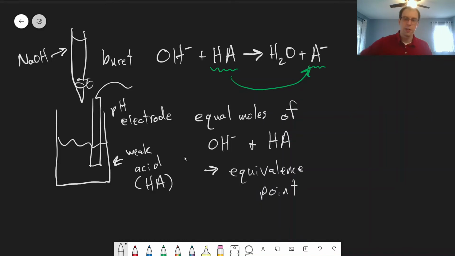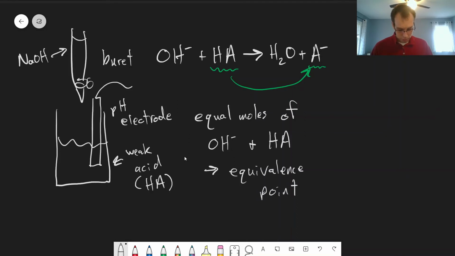And at this point, if we pay attention to the pH, or are measuring the pH of our solution, this is marked by a very drastic change in pH all of a sudden. So we'll go from an acidic solution to a basic solution very quickly as we hit that equivalence point, because all of our acid is used up and is being turned into a base. And then after that point, we're adding extra hydroxide to the solution, which will make the solution even more basic.